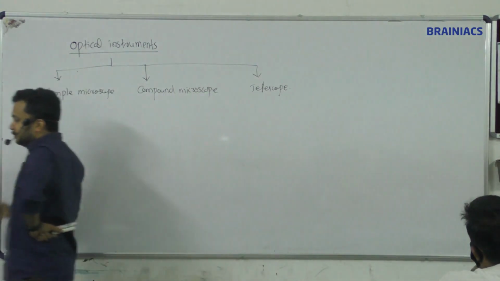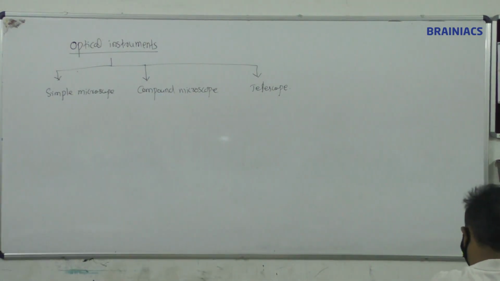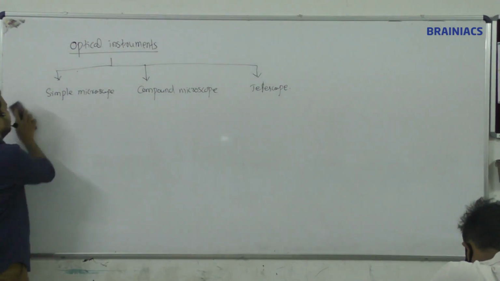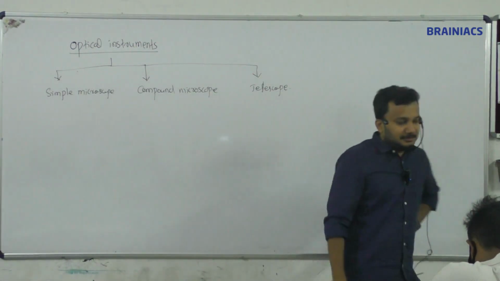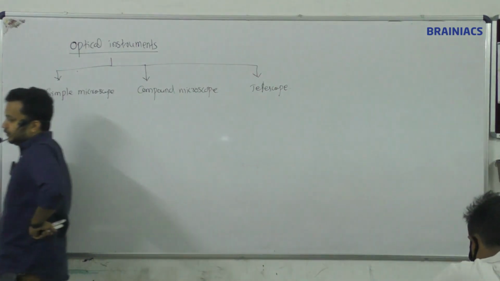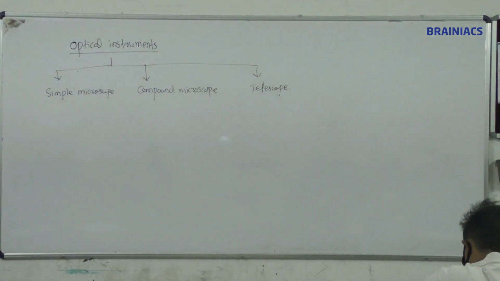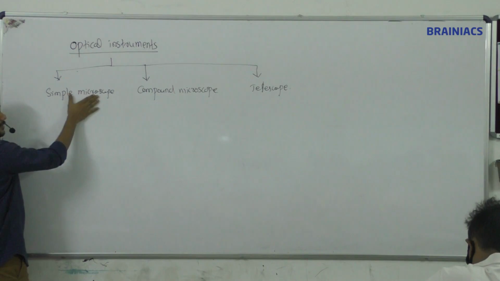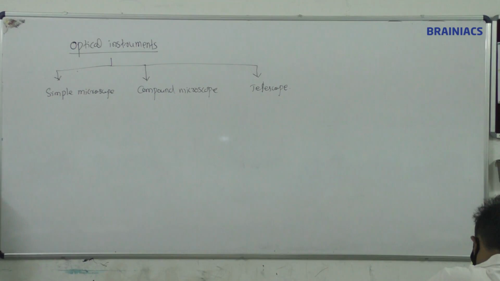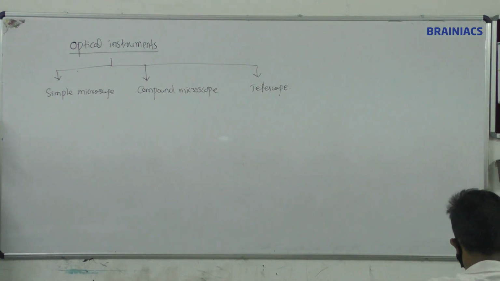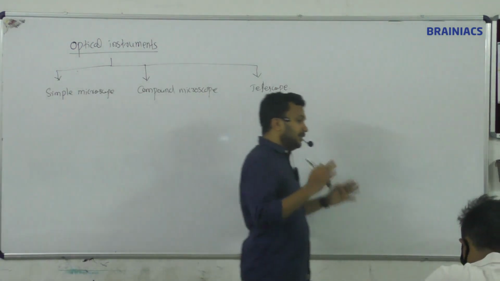First write the heading simple microscope. Okay, so below we will write a few points. In general, a microscope is used to magnify small objects and form their large image.